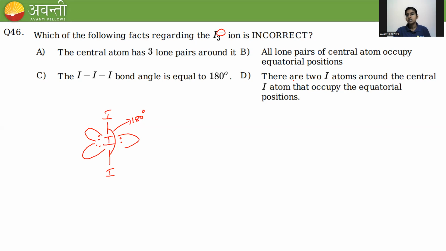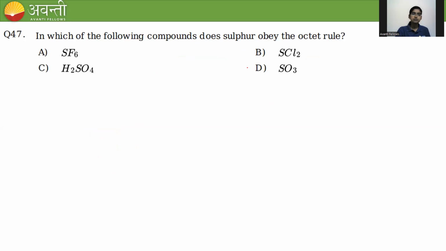No, the 2 iodine atoms are occupying the axial position. Right, they are occupying the vertical position, which is called the axial position. So option D is the incorrect statement for I3 minus. Okay. Now moving on to question number 47.